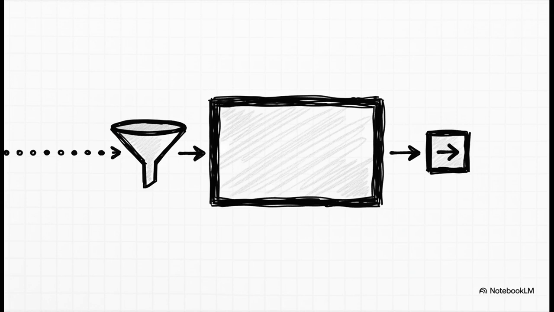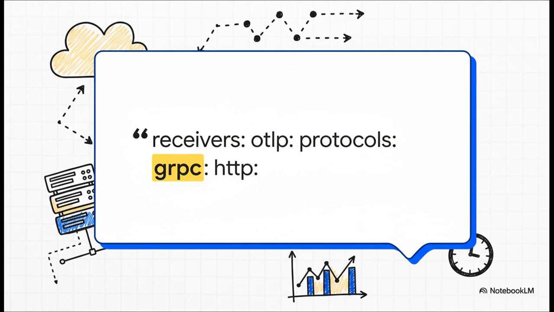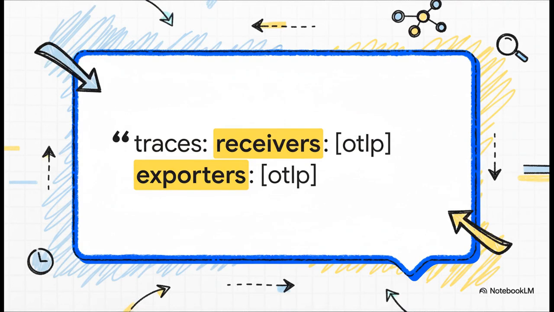Speaking of that config file, let's pop it open and see how the data actually flows. Think of receivers as the collector's front door. It's just sitting there, waiting for data to arrive. And the pipeline section? It's simple. It just funnels those traces from the front door straight into Tempo.